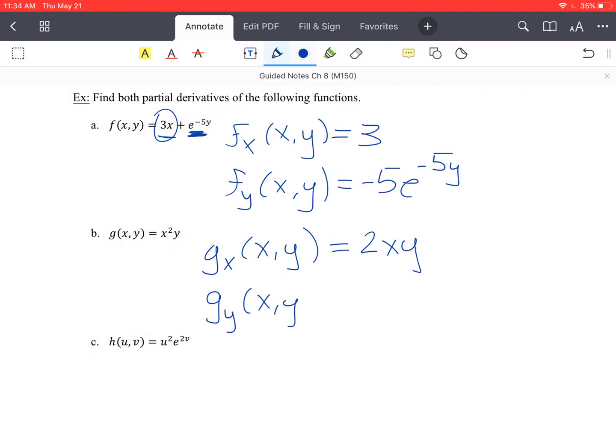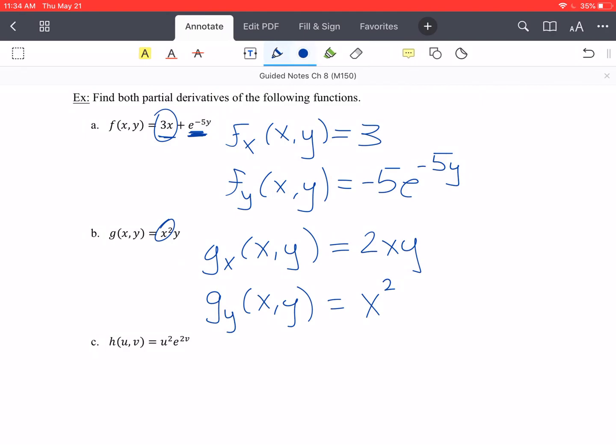g_y. Here we have x squared as the constant multiple now. So I have a constant times y. The derivative of the y is 1 times the constant. So that's just x squared. Okay, this takes some practice just to get used to dealing with these partial derivatives instead of what we've done with single variable differentiation. But once you get the hang of it, it's basically just like taking single variable derivatives. Just with this extra little mental check at the very beginning.